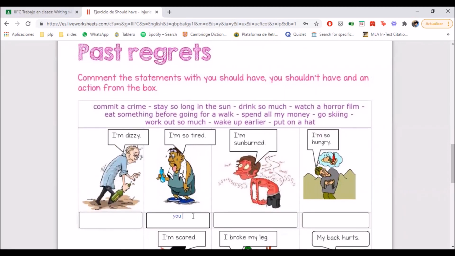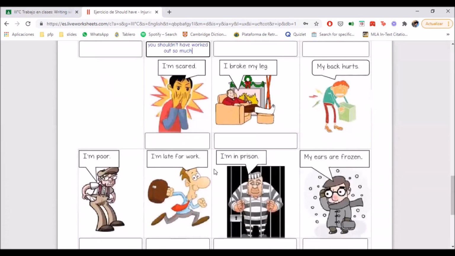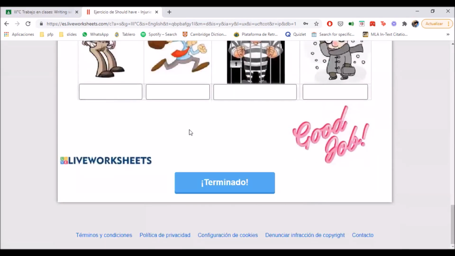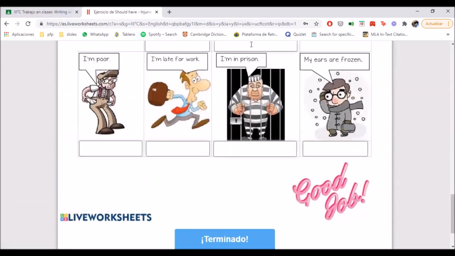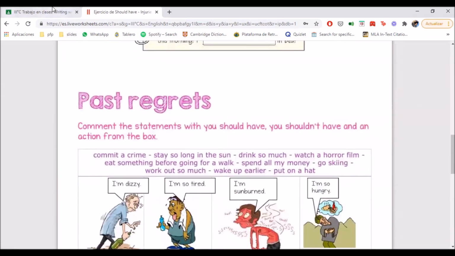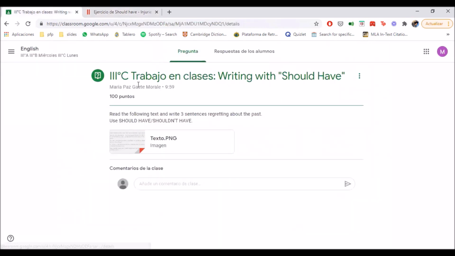For example, this one would be you shouldn't have worked out so much. Okay, this one, work out so much. Now, this is part 1, okay? And then you have another activity. Let's look at this. You have trabajo en clases, writing with should have.